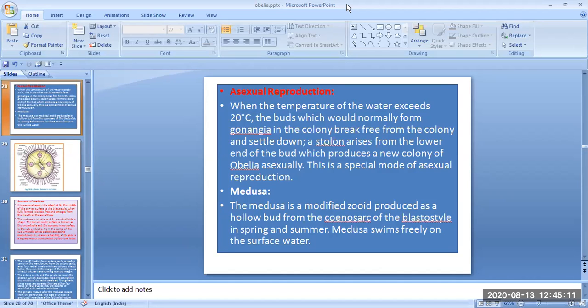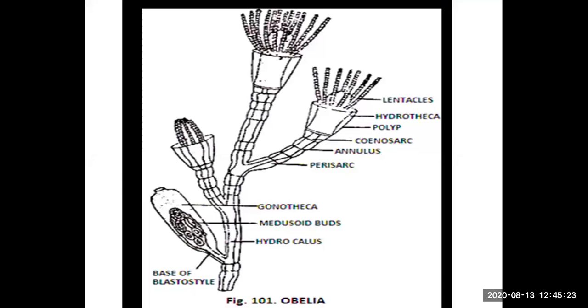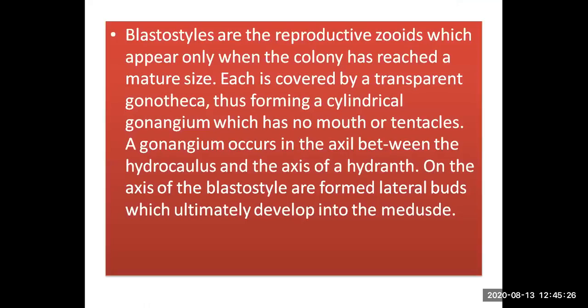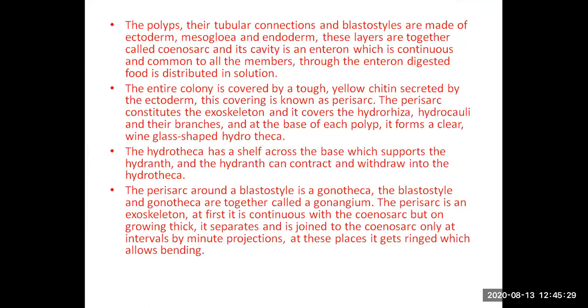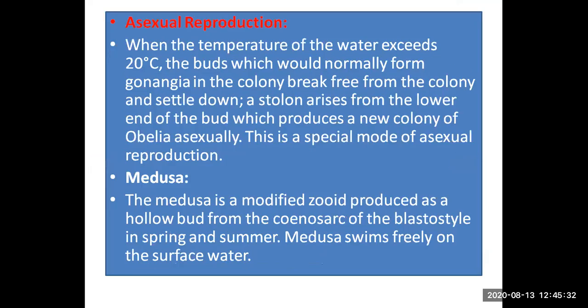Medusa. The medusa is a modified zooid produced as a bud from the gonozooid, the blastostyles, in spring and summer. Medusae swim freely on the surface of the water.